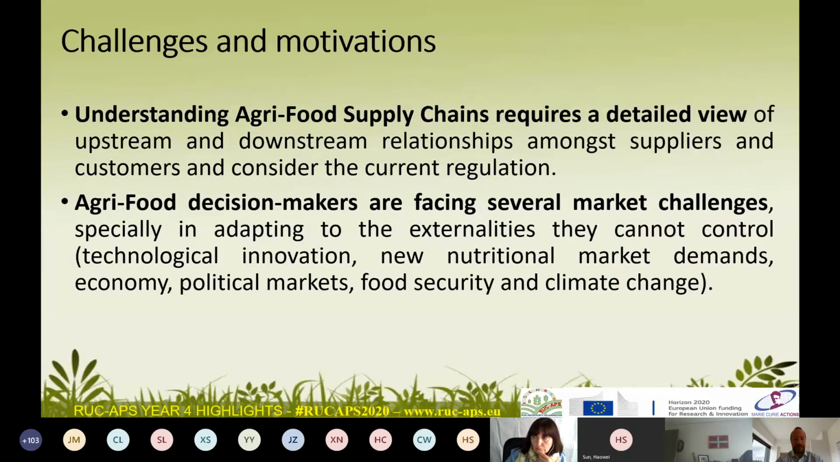So those challenges are regarding understanding the agri-food supply chain requirements on one hand, which mainly implies understanding what is happening upstream and downstream in terms of these relationships. And then also we need to understand the aspects of agri-food decision makers that really help them to face several market challenges. So all this needs to consider aspects like technologies, nutrition, market demands, economy, political market, food security, climate change. So you can see that just with a few words, this set of requirements is becoming quite complex. Therefore, we need to address them properly.